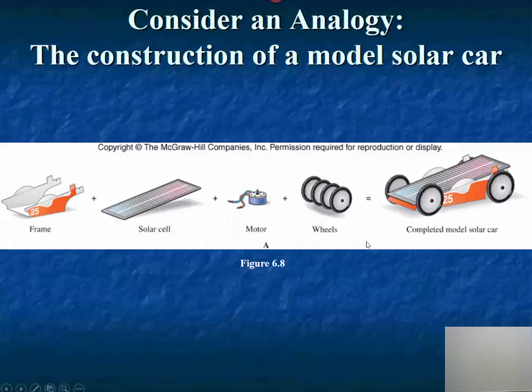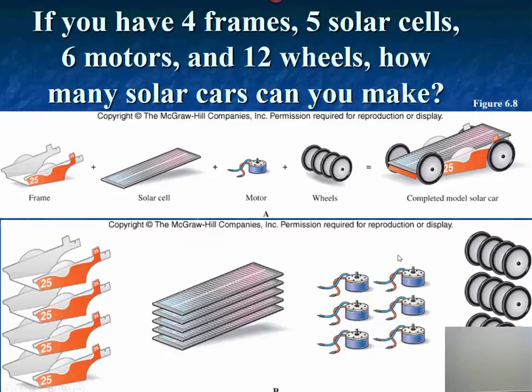Now, of course, illustrating with this car example. If you want to make a solar car, you need a frame, a solar cell, a motor, and 4 wheels. Very important, you need 4 wheels. These are the 4 different items you need to make one model solar car. So you have the following: 4 of these frames, 5 of these solar cells, 6 motors, and a total of 12 of these wheels.